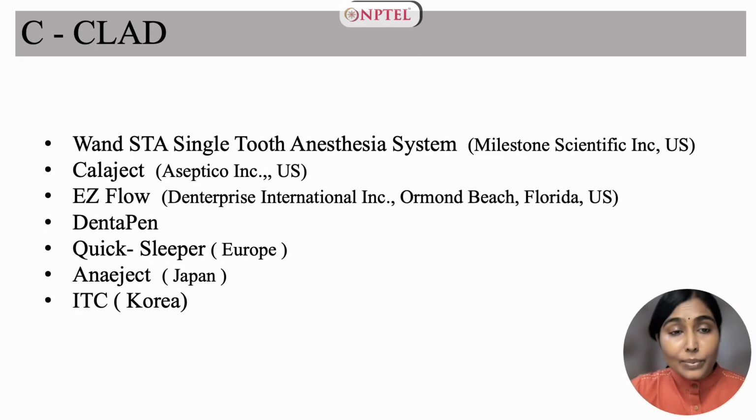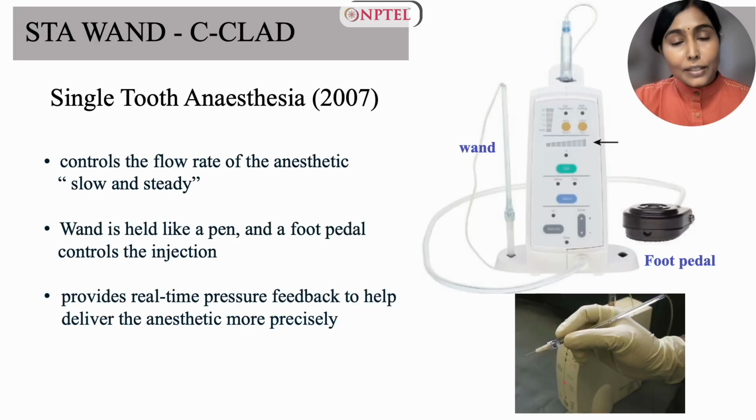Numerous systems are available in the market. These devices have varying characteristics such as design, injection speed, shape, weight, and possibility of aspiration. It is important to choose the appropriate product based on operator preference. The first C-CLAD device to be introduced is the single-tooth anesthesia wand system in the year 2007. This device controls the flow rate of the anesthetic in a slow and steady manner. As you all would remember, slow injection means no pain.